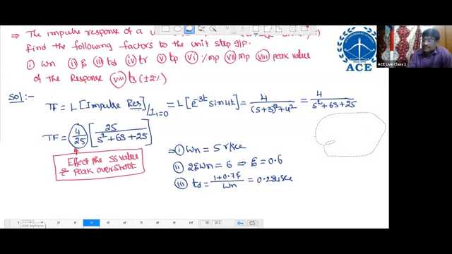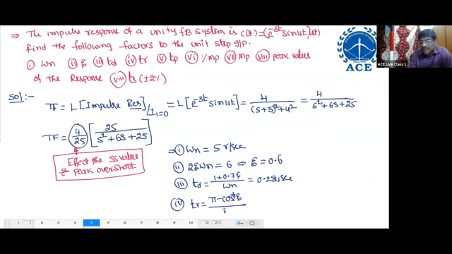Next, fourth one, rise time, TR. Pi minus cos inverse zeta by omega n. What is the answer? Rise time. 0.55. Very good. 0.55 seconds.